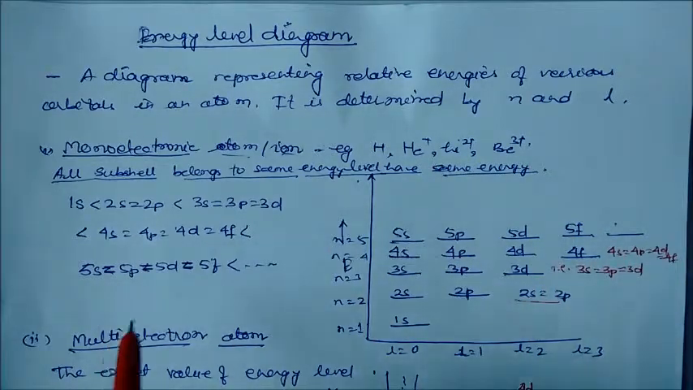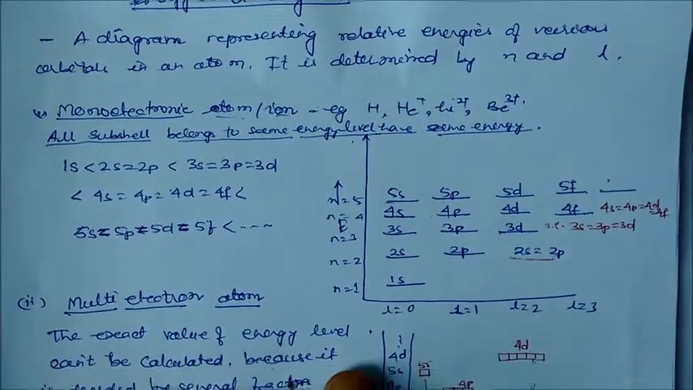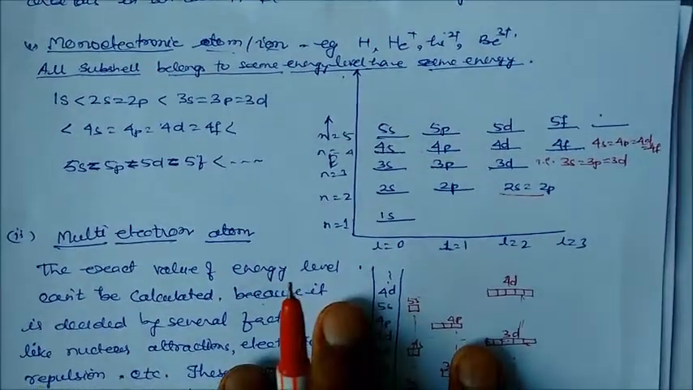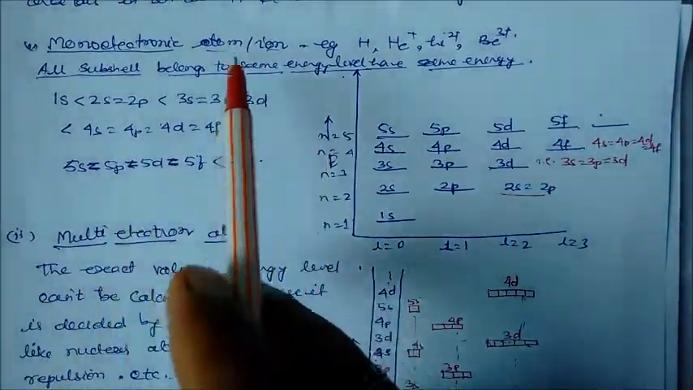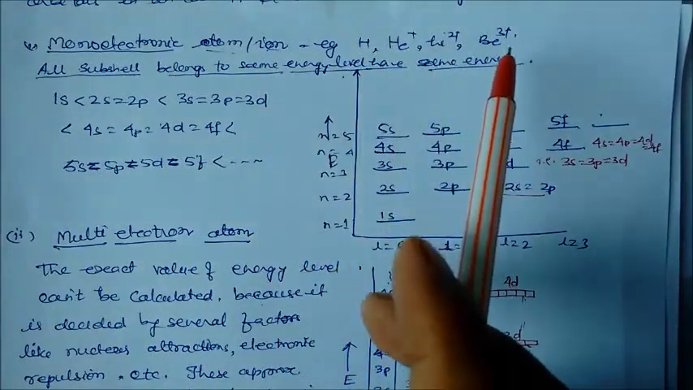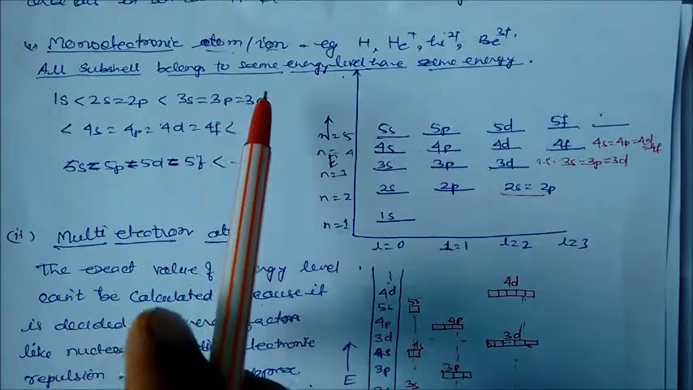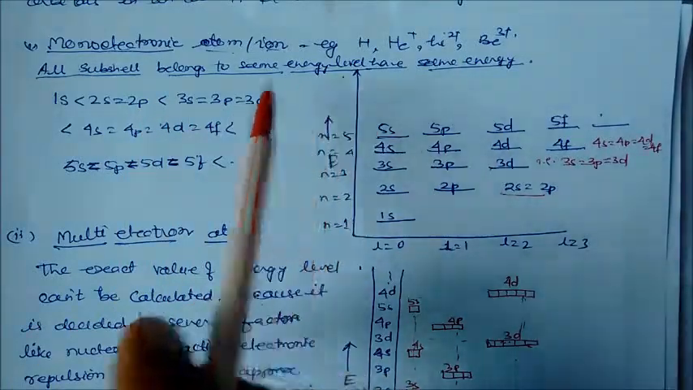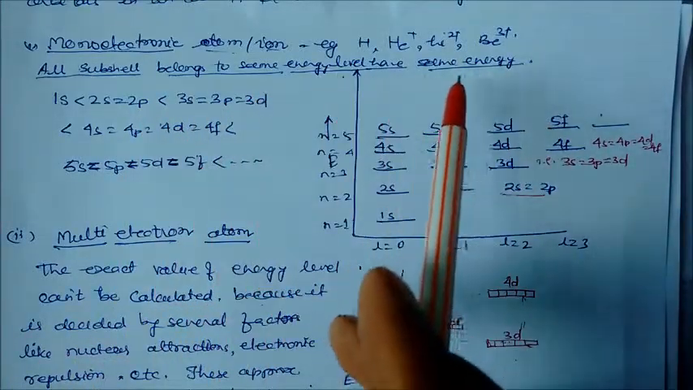So we have two cases. One is the monoelectronic atom, the second is the multi-electronic atom. First we will study the monoelectronic atoms or ions: hydrogen, helium plus, lithium dipositive, beryllium tripositive. All of these belong to the same energy level, so if they are in the same energy level, they have the same energy.